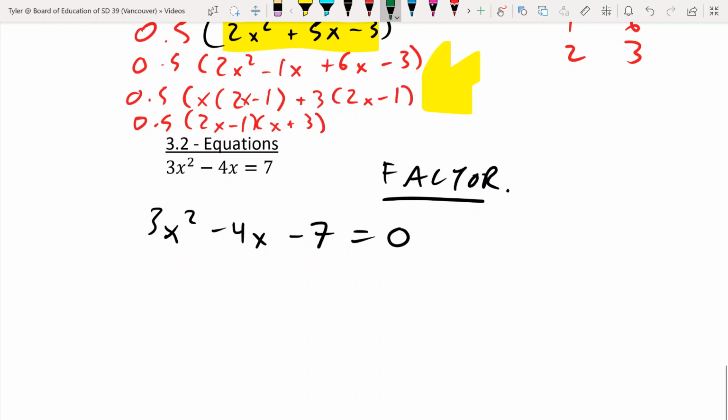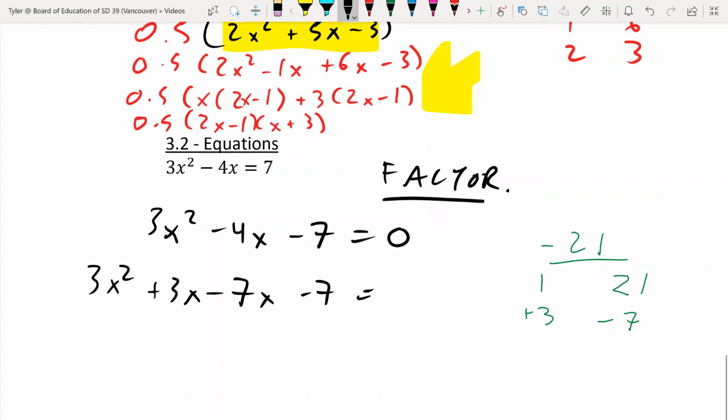So I got 3 times 7 gives me negative 21. Let's write out the factors of that. I think that's it. Yeah. So it's going to be negative 7, positive 3. 3x squared plus 3x minus 7x minus 7 equals 0.